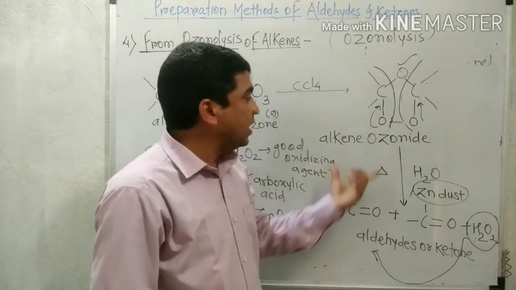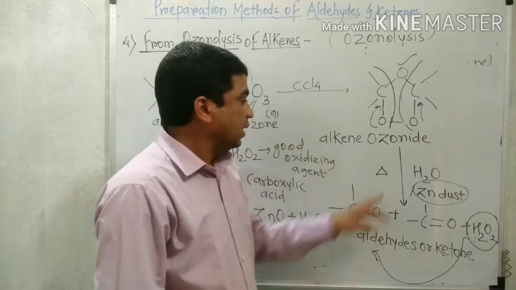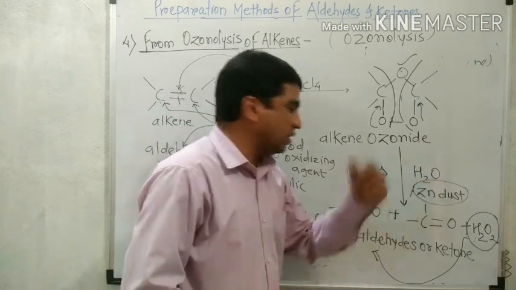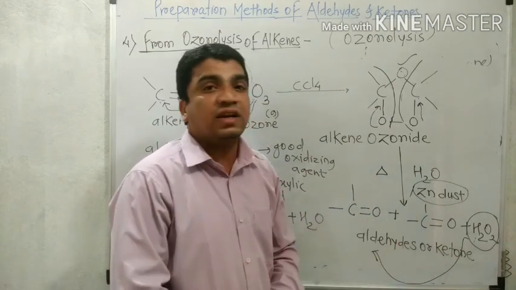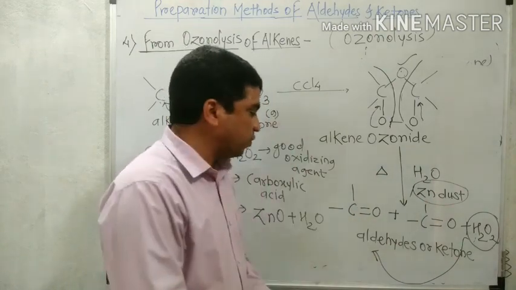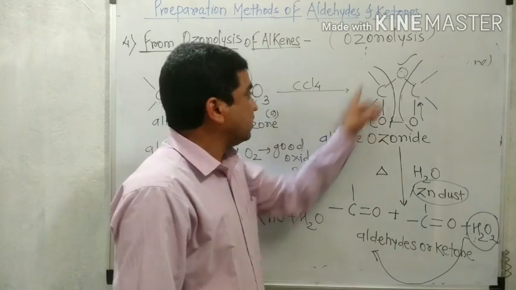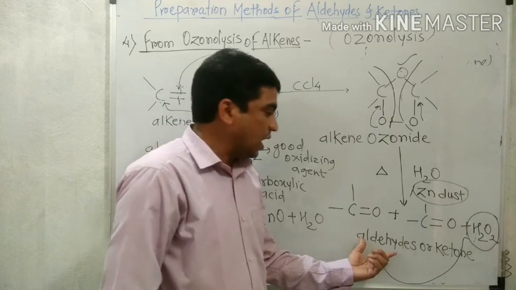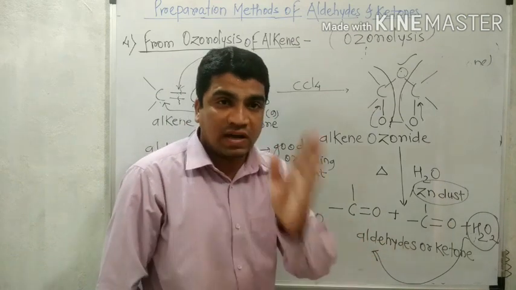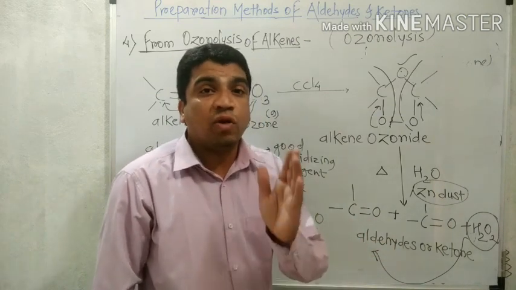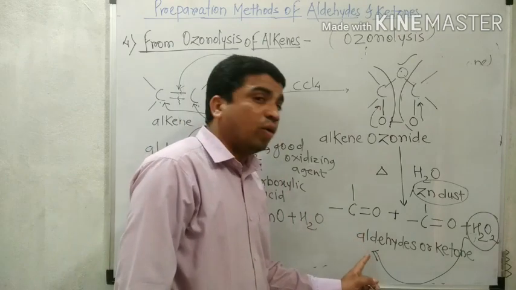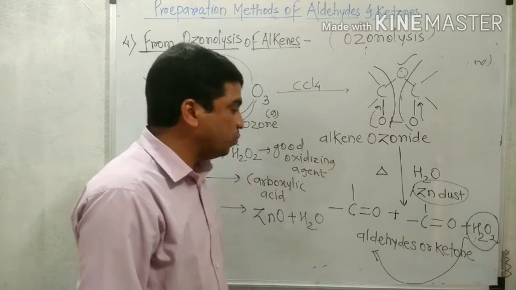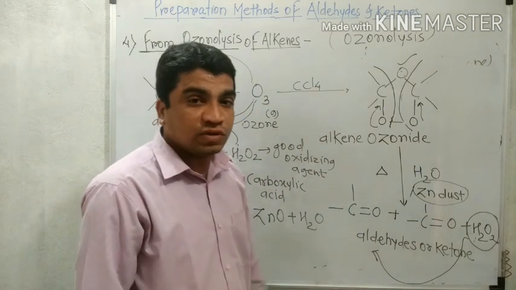Now in the second step, that alkene ozonide is hydrolyzed with warm water in the presence of zinc dust as a catalyst in the process. Here, the alkene ozonide breaks into either both molecules of aldehyde, or both molecules of ketone, or one molecule of aldehyde and another molecule of ketone. There are all the chances to prepare aldehyde and ketone in the process.